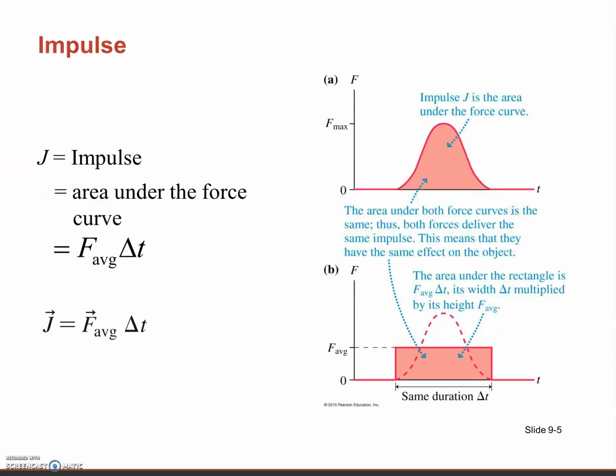So instead of using I, because I was already taken for moment of inertia, we use the symbol J to define impulse, which is the area under a force versus time curve. Okay? We can sort of approximate the impulse. If we're given a graph of the force versus time, we can approximate this by saying, well, the average force is about halfway between 0 and the maximum. And so the area under here is about the same as the total area here.